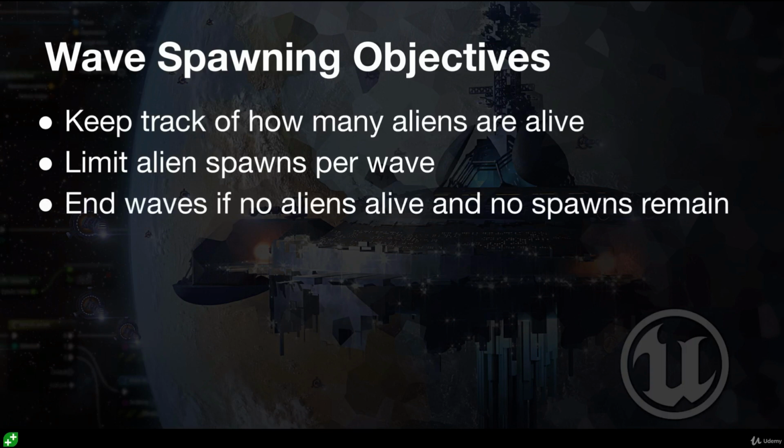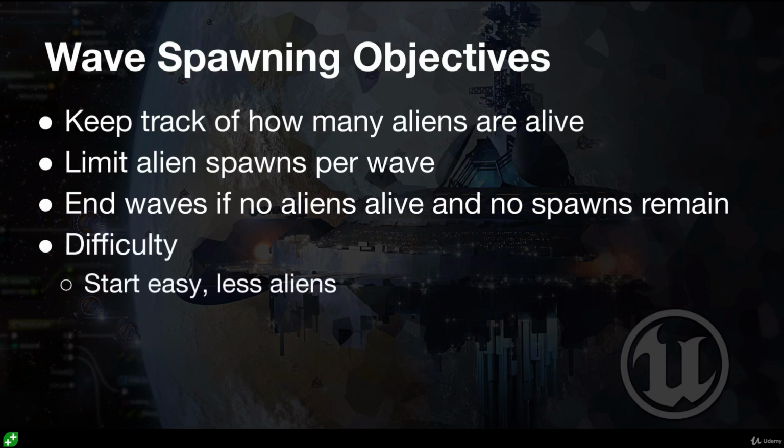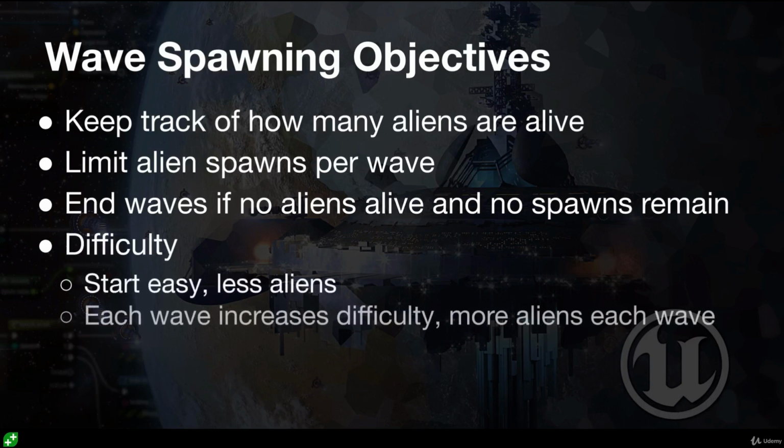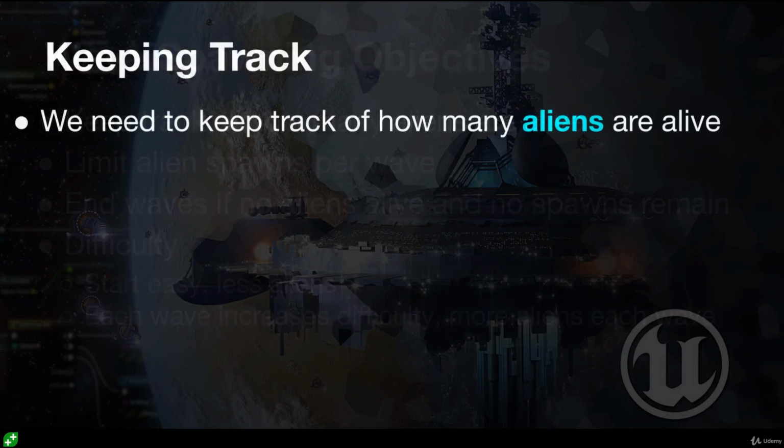To wrap up our wave spawning, we want to add a difficulty feature. The game should start easy with less aliens, and then with each wave, more and more aliens should spawn, making it harder for the player to survive. So let's start with our first objective of keeping track of how many aliens are alive.